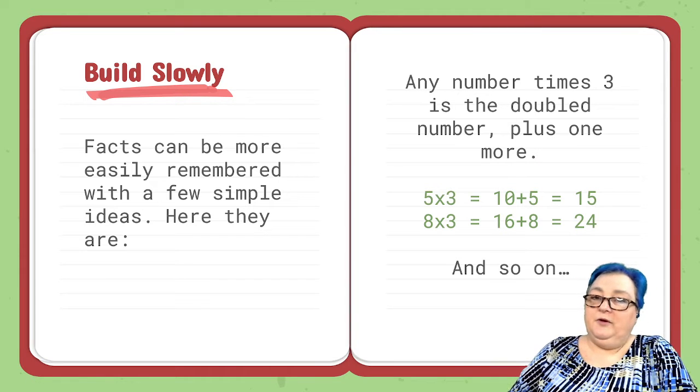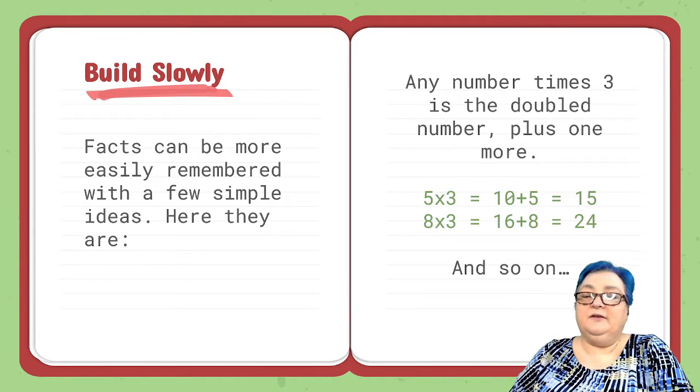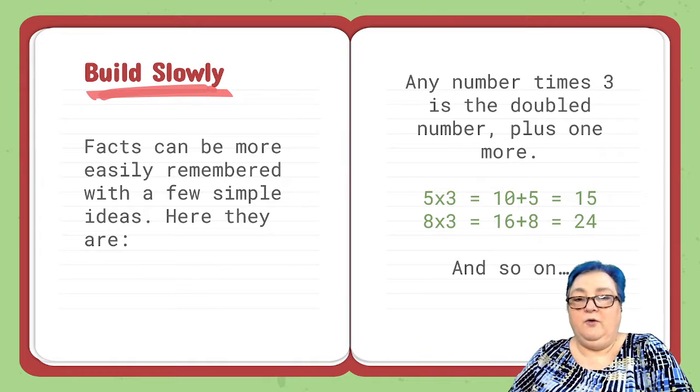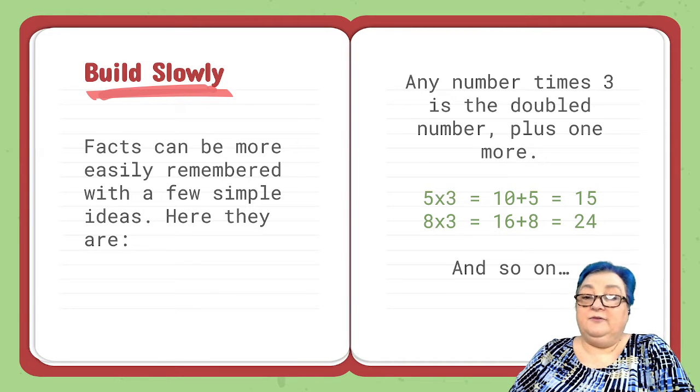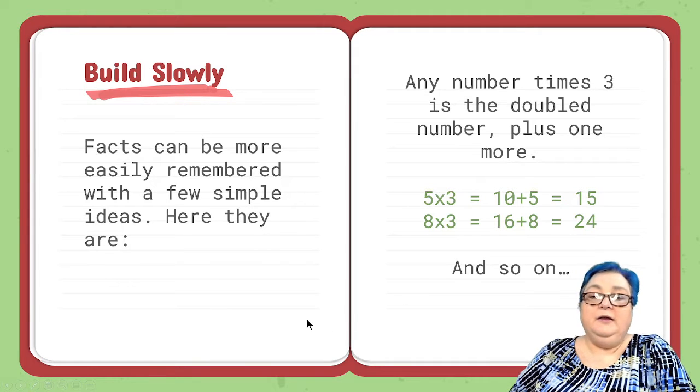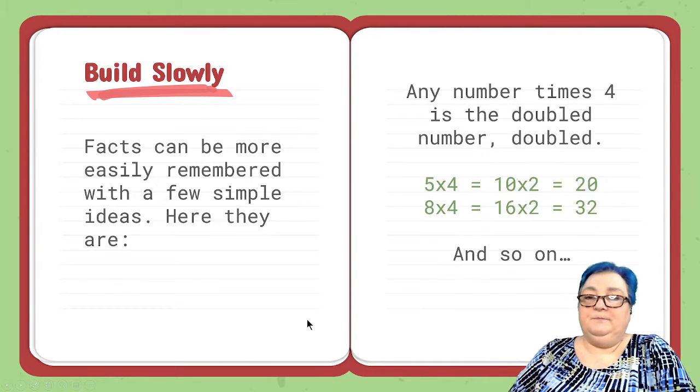Once you have those memorized, well, any number times 3 is the doubled number, and then add one more. So 5 times 3 is 5 doubled, which is 10, plus one more 5 for 15. 8 times 3 is 8 doubled, which is 16, plus one more 8 is 24, and so on. You work on your 3's.